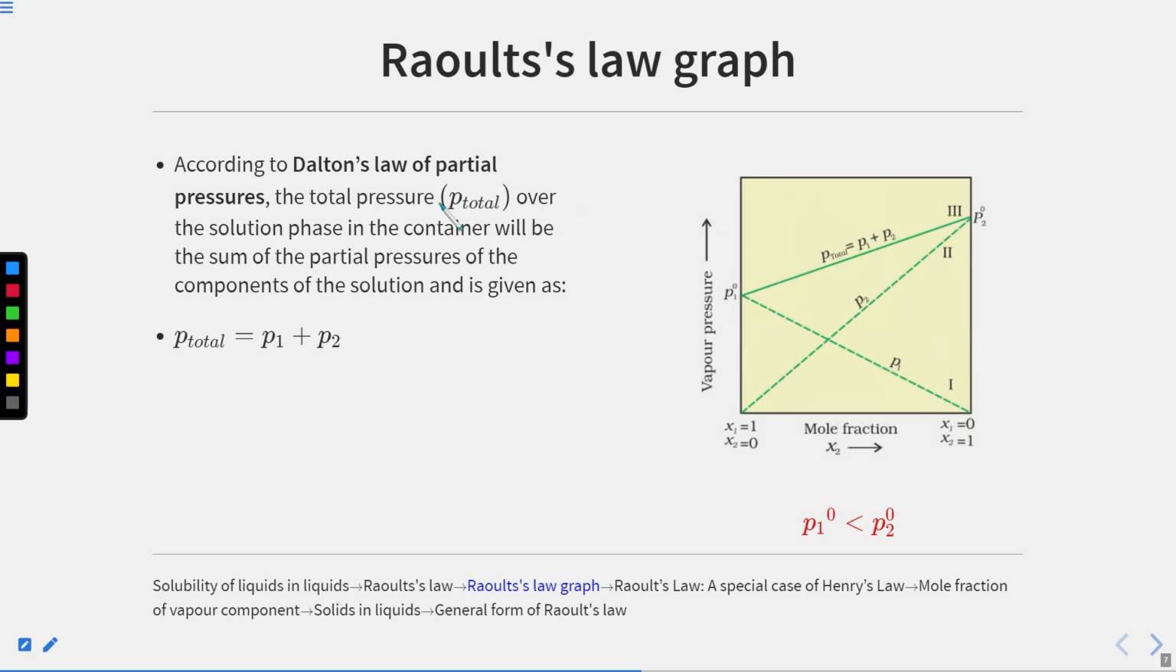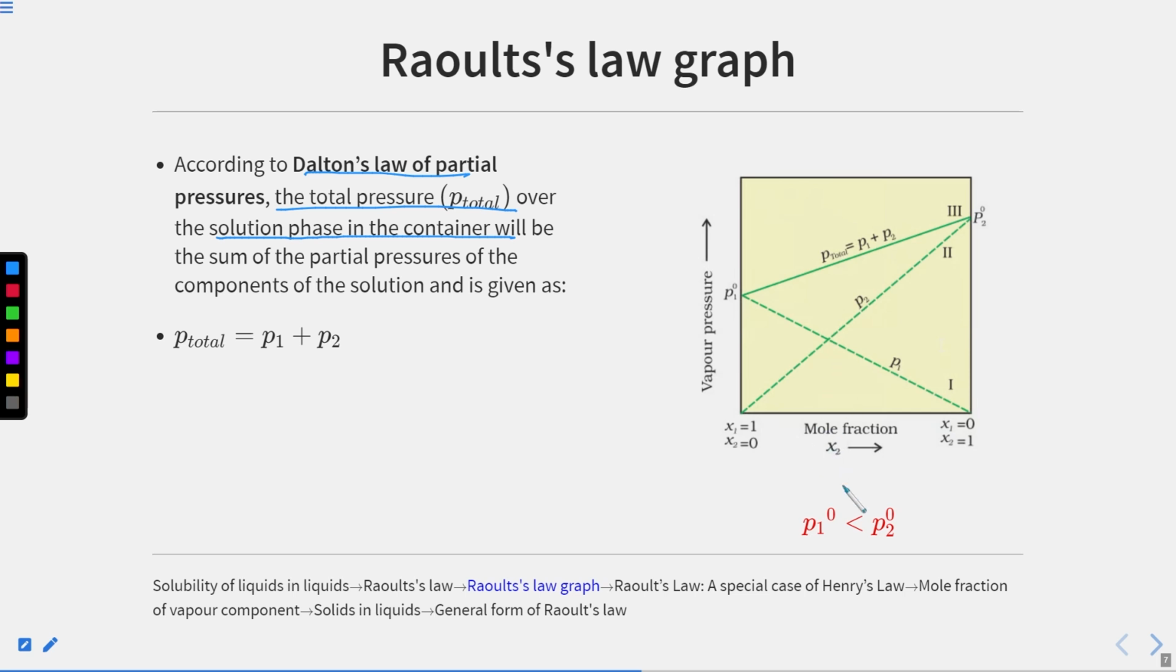Now, according to Dalton's law, we know that the total pressure over the solution in the container will be the sum of the partial pressures. So suppose we have two types of component, 1 and 2. So the total pressure will be P1 plus P2. So this is Dalton's law of partial pressure. For those who don't know, you should be remembering this one.